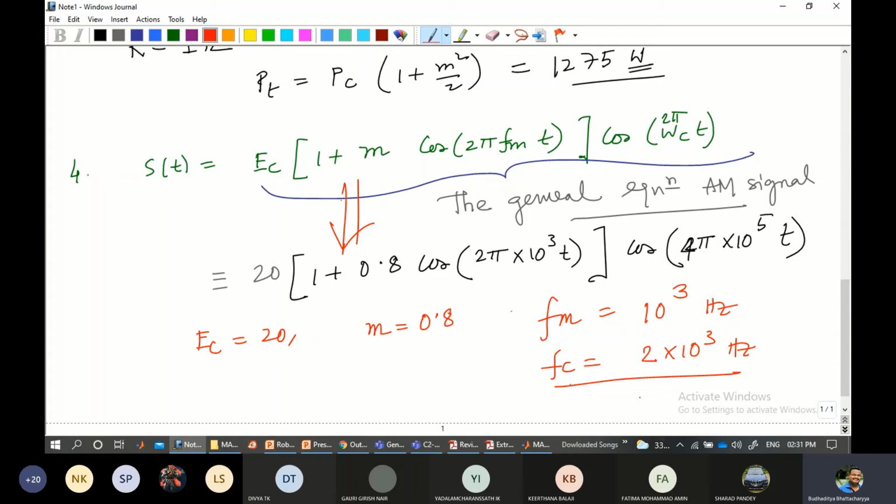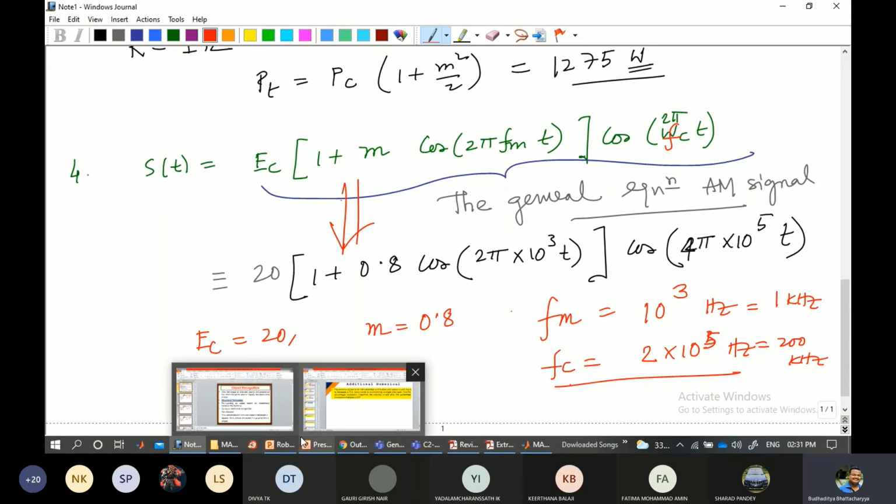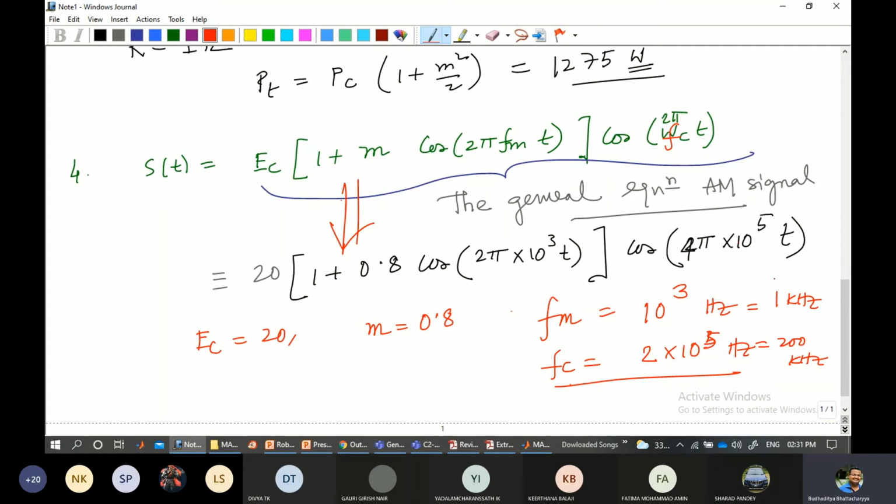Why is fc 2 into 10 to the power 5 hertz? Can anyone tell me? This is 2 pi fc, right? So we have 2 times 2 pi, so it is 2 into 10 to the power 5. So it is 200 kilohertz. I'll write fm as 1 kilohertz directly. This is 200 kilohertz. These are the pieces of information that are completely observable just from the equation.